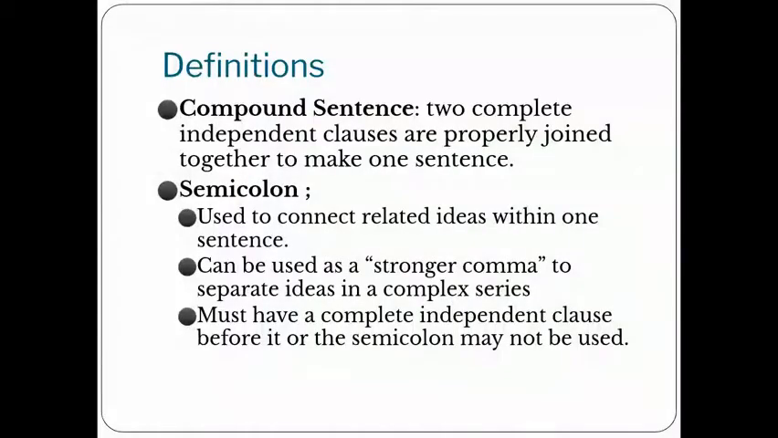Some definitions. A compound sentence. It's 2 complete independent clauses that are properly joined together to make one sentence. An independent clause, start with the idea of a clause. It's where you have a subject and verb put together that make the building block of a sentence. An independent clause is where you have a subject and verb that when used together with or without other words, it can be a complete sentence by itself.